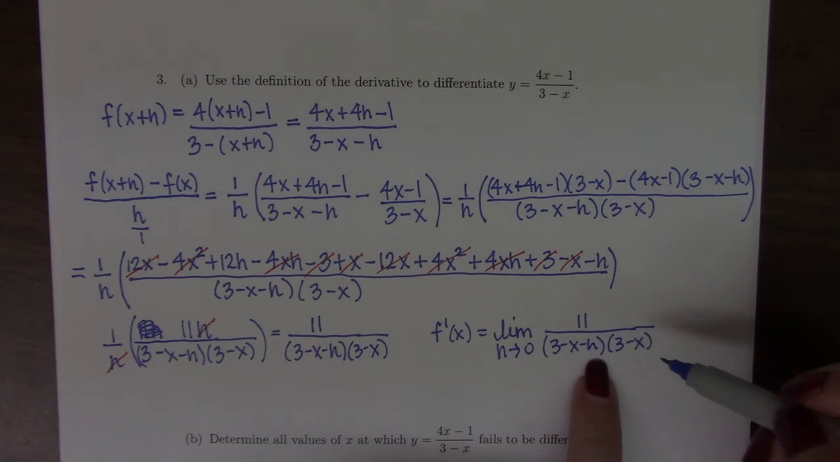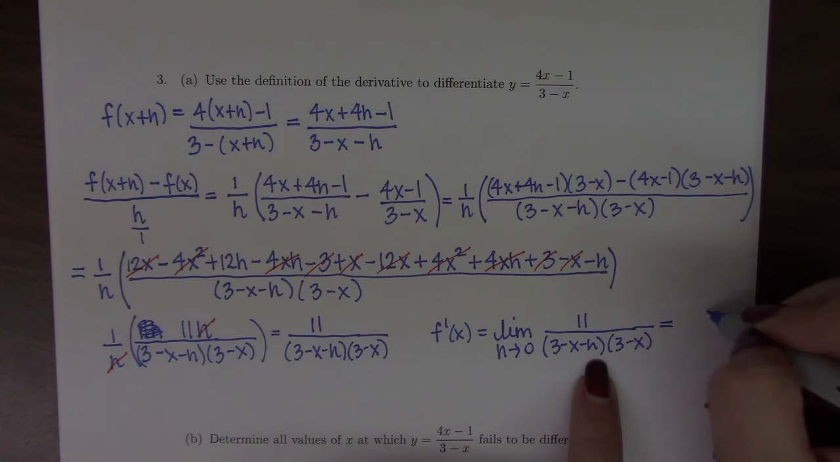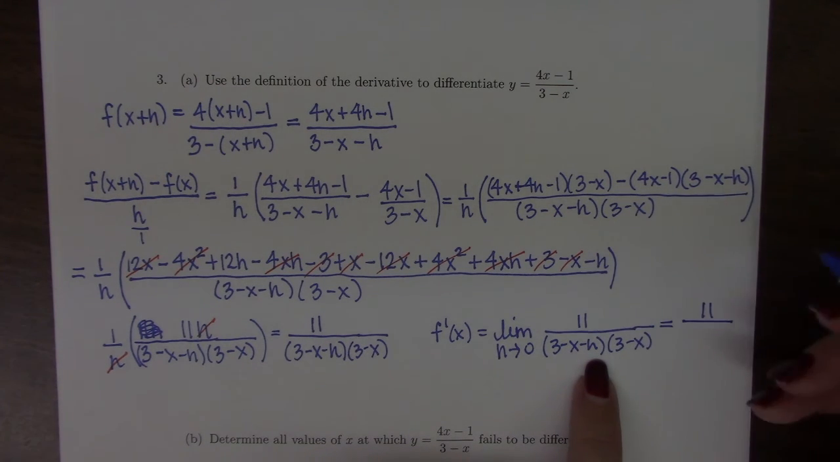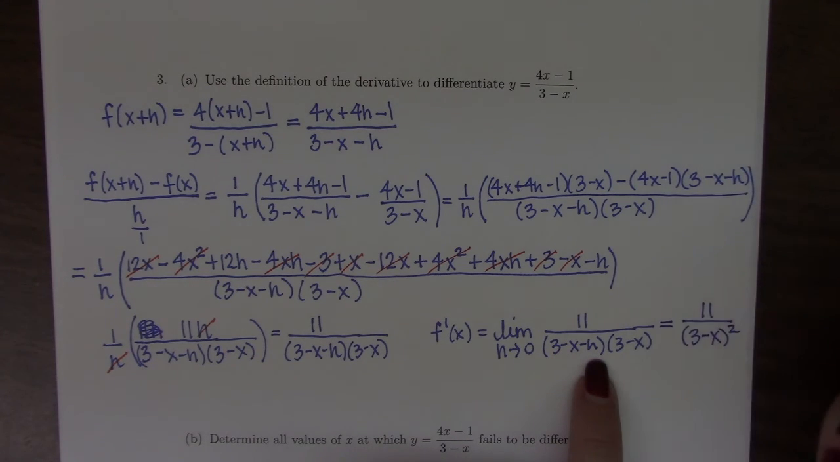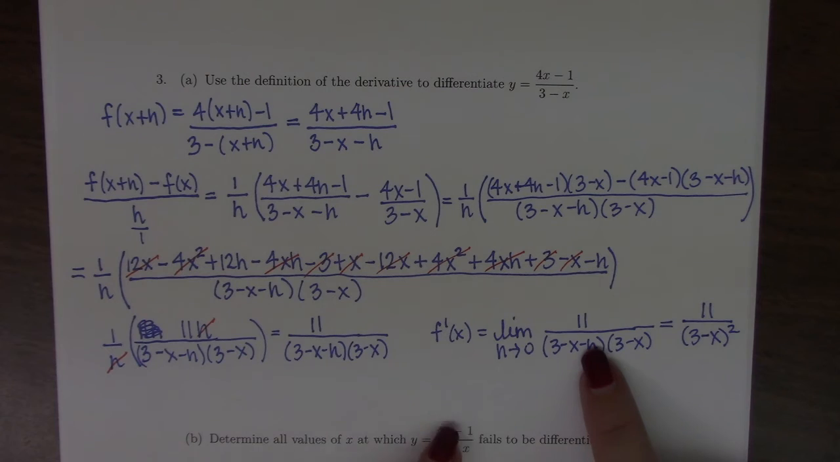not going to make the whole denominator 0. So that's going to be perfectly fine. And what I'm going to end up with is 11 over 3 minus x squared, because once I plug in a 0 here, I've got 3 minus x times 3 minus x. All right? So this is our expression, okay?